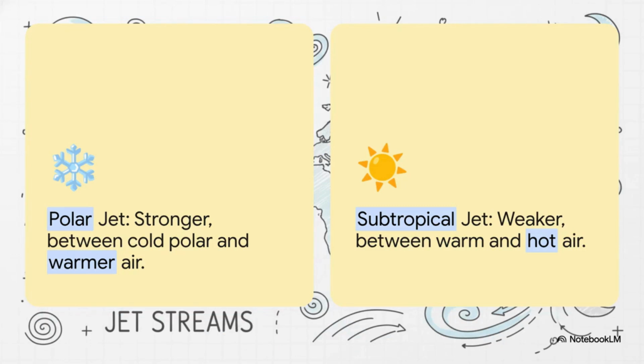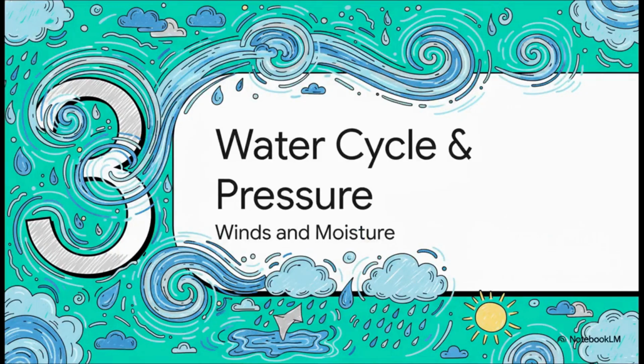Fascinatingly, there isn't just one jet stream up there. There are actually 2 main types in each hemisphere. First, we have the polar jet stream. This is the stronger of the two, and it sits exactly at the boundary between freezing polar air and warmer mid-latitude air. Then there's the subtropical jet stream, which is a slightly weaker wind near the boundary of warm mid-latitude air and hot equatorial air. These distinct wavy streams act like massive invisible walls that powerfully separate cold and warm air masses all over the globe. Okay, Section 3, water cycle and pressure.